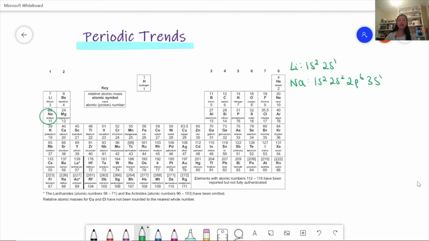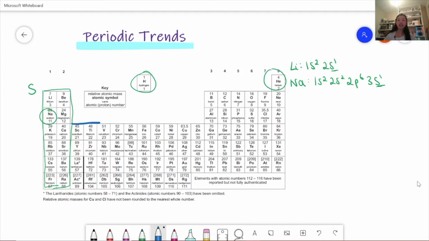So what we mean is that the outermost electron is in an s orbital, and we explain that by saying that this is the s block. So all elements in this block will have their outer electron in an s orbital. It might be 2s1, it might be 3s or 4s or 5s, depending on what period it's in, but they are all part of this s block where the outer electron is in an s orbital. And this is the same with hydrogen and helium.